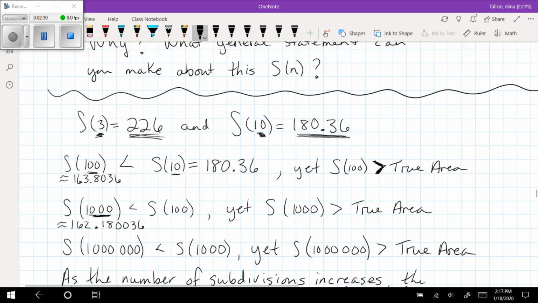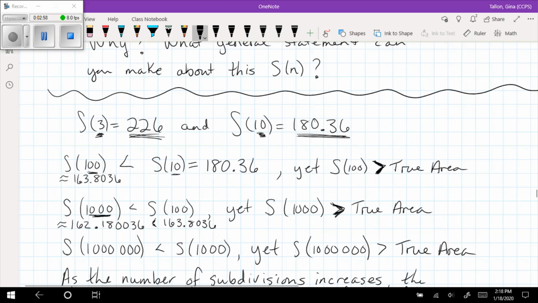So you can see that 162.180036 is indeed less than 163.8036. Not by much though. The difference isn't as big as it was between 3 and 10 subintervals, but we are still getting a smaller total area the more subintervals you're adding. And yet that is still an upper sum, so the upper sum is still greater than the true area.